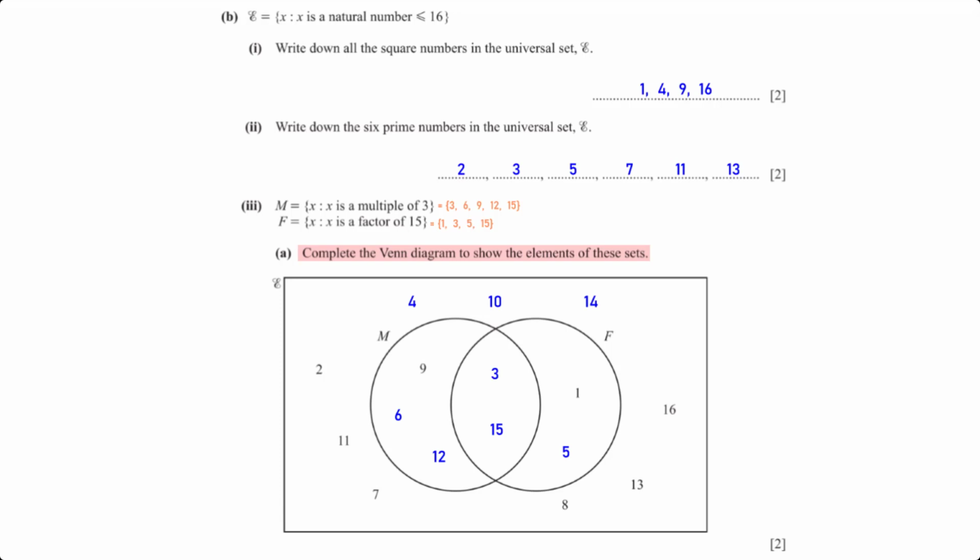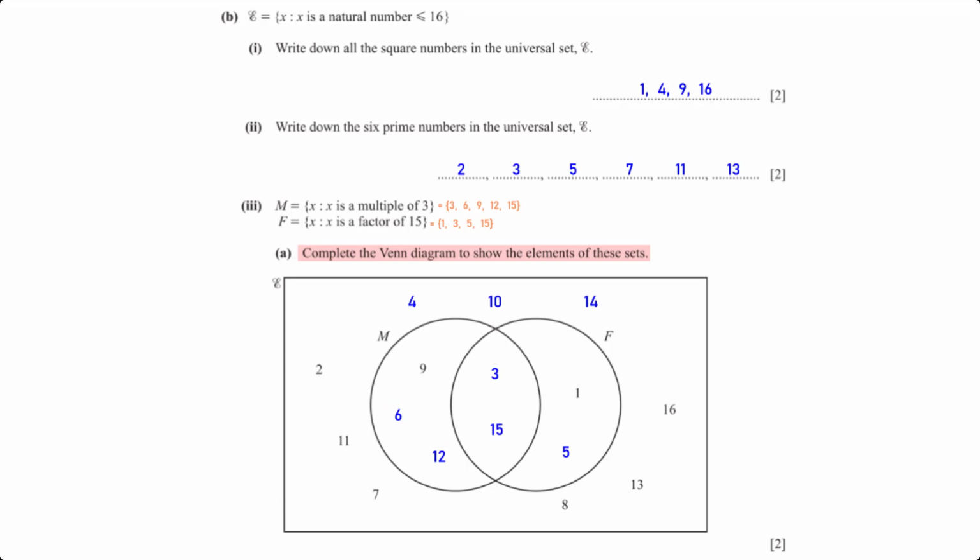Complete the Venn diagram to show the elements of these sets. First, we list the multiples of sets M and F. From these lists, we see that the elements common to sets M and F are 3 and 15. After taking out these common elements, the remaining elements in set M are 9, 6, and 12. 9 has already been filled in for us.